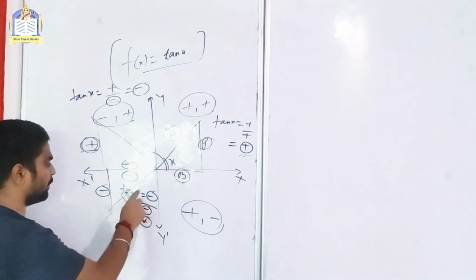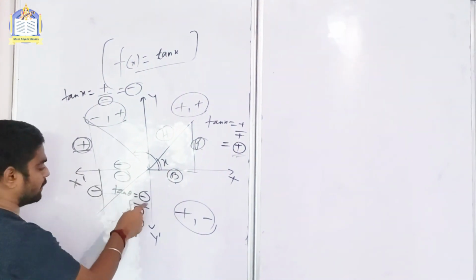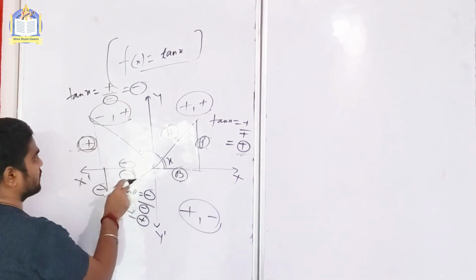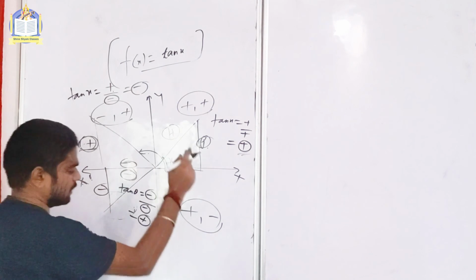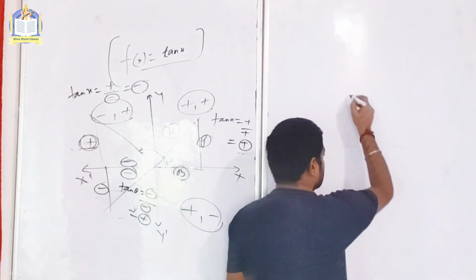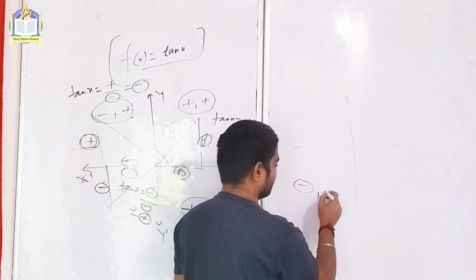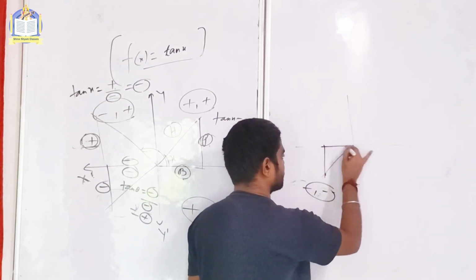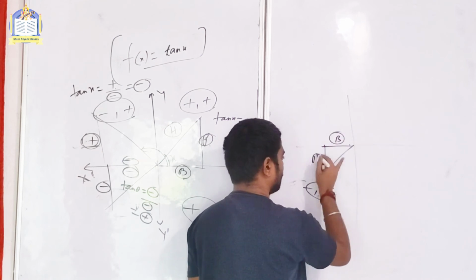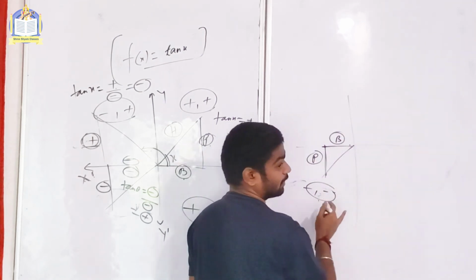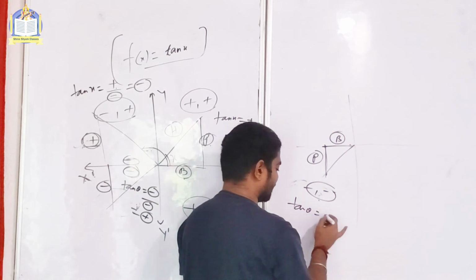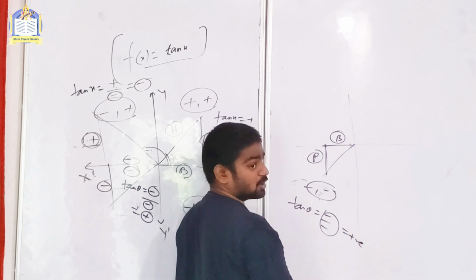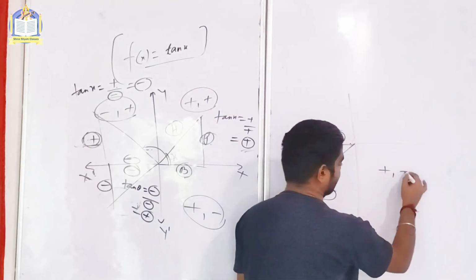Again, in the second quadrant b is negative and p is positive, so positive by negative gives a negative result. In the third quadrant, both x and y are negative. This is the perpendicular and this is the base. So tan theta can be written as negative by negative, and negative by negative is a positive result. So in the third quadrant tan theta is positive.